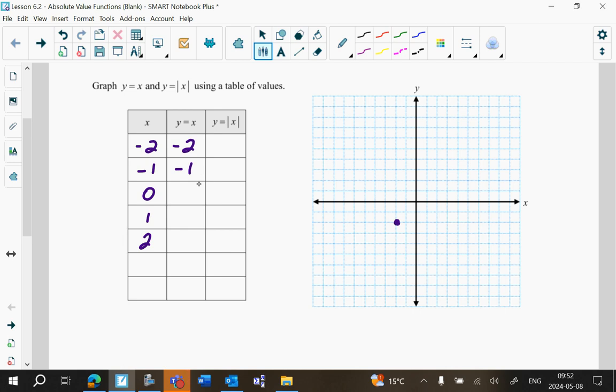So I get another point. Same with 0, 0. Same with 1, 1. Same with 2, 2. So the graph of y equals x is going to look like this.